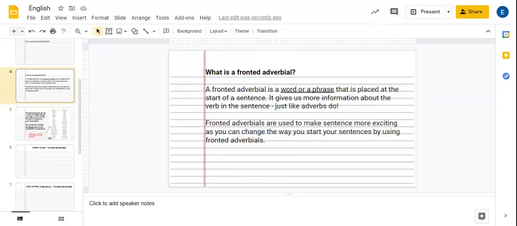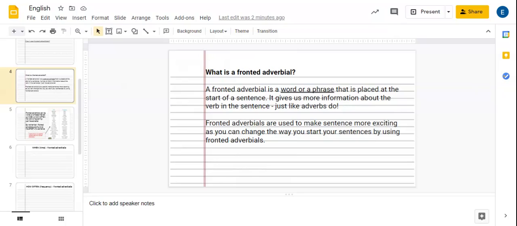So a fronted adverbial is just a word or a phrase. Remember, phrase means group of words. So it's a word or group of words that is placed at the start of a sentence, okay? So it's placed at the start. It gives us more information about the verb in the sentence, okay? So that's just the same as what adverbs do. Adverbs give us more information about the verb in the sentence, and so do fronted adverbials.